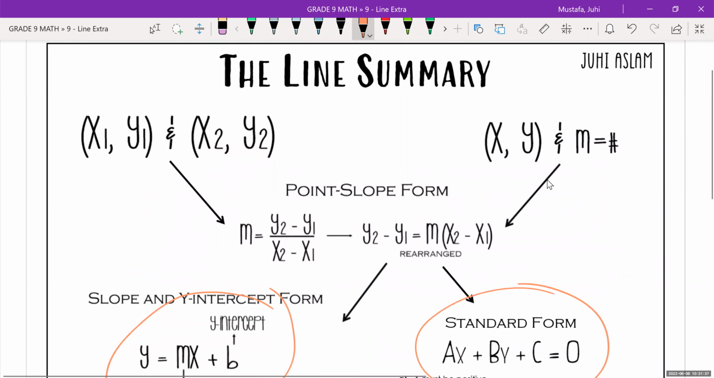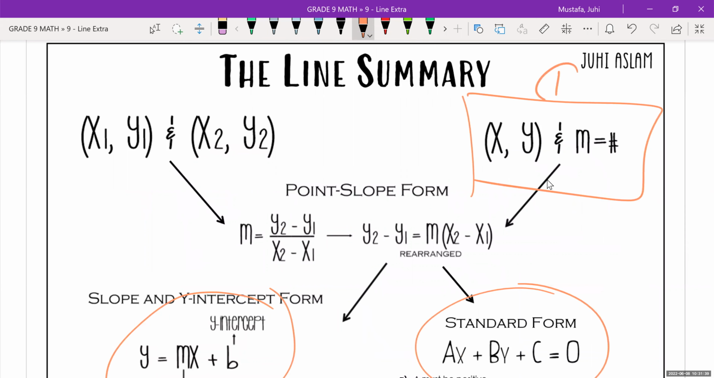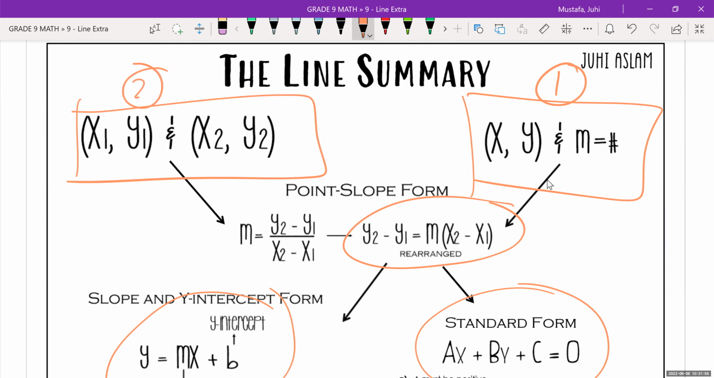Last class, we started with scenario number 1, which was this one here, and that's when you have a point and a slope, and we put that information into this equation, and then we solved. Today, we're going to be learning scenario number 2, which is when we have 2 points. When we have 2 points, we have to do an additional step. What we have to do is figure out the slope first and then put it into this equation. So scenario number 2 is definitely a little bit trickier than scenario number 1.